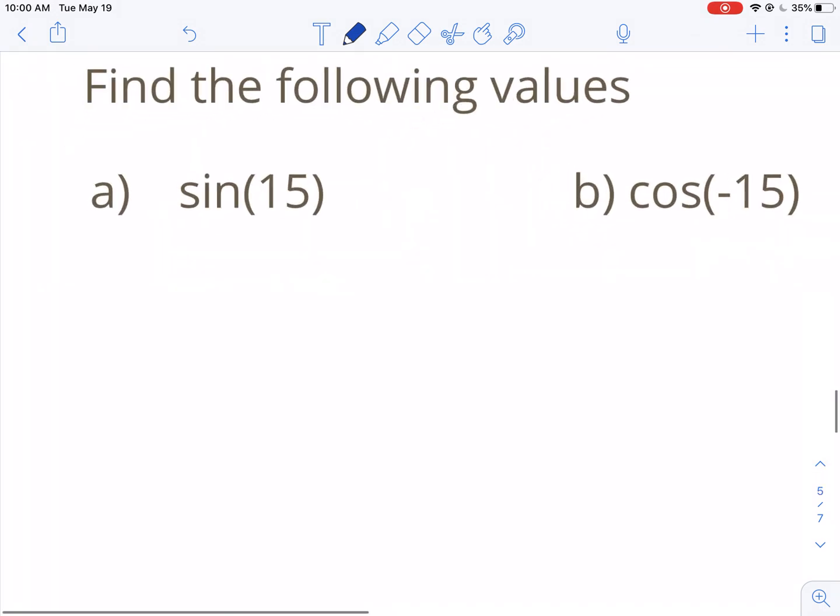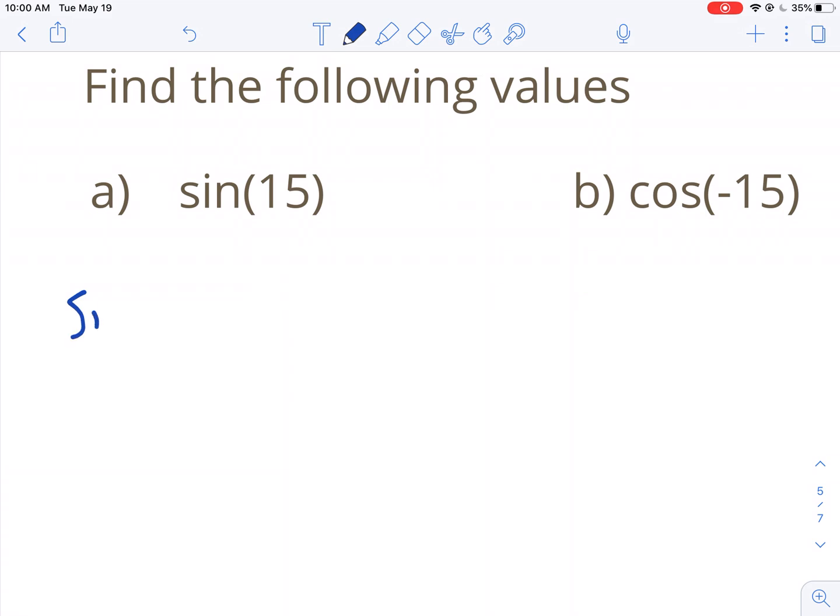So here, sine of 15, we have no clue what the sine of 15 degrees is. This is not something that we've worked with before. That's not a unit circle angle, but I'm going to start thinking 15 degrees. How does that relate to the unit circle? A couple different ways we could do this.